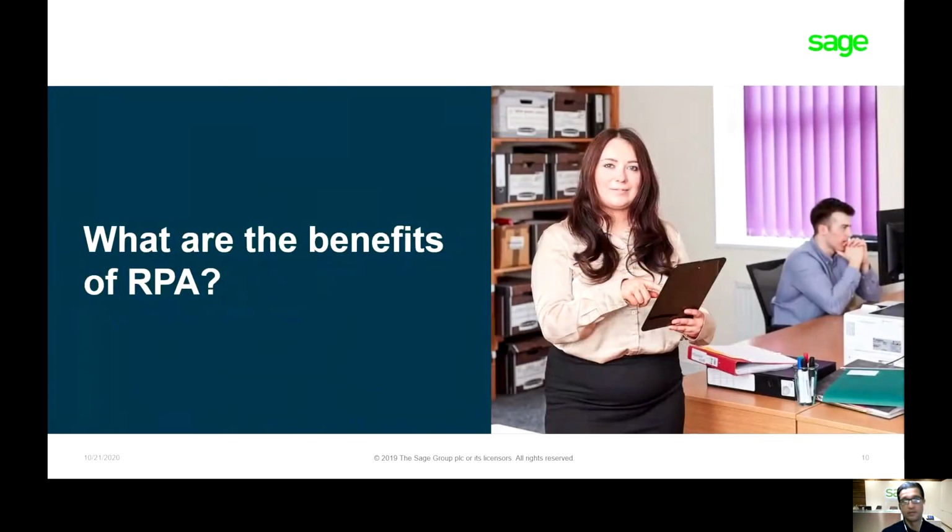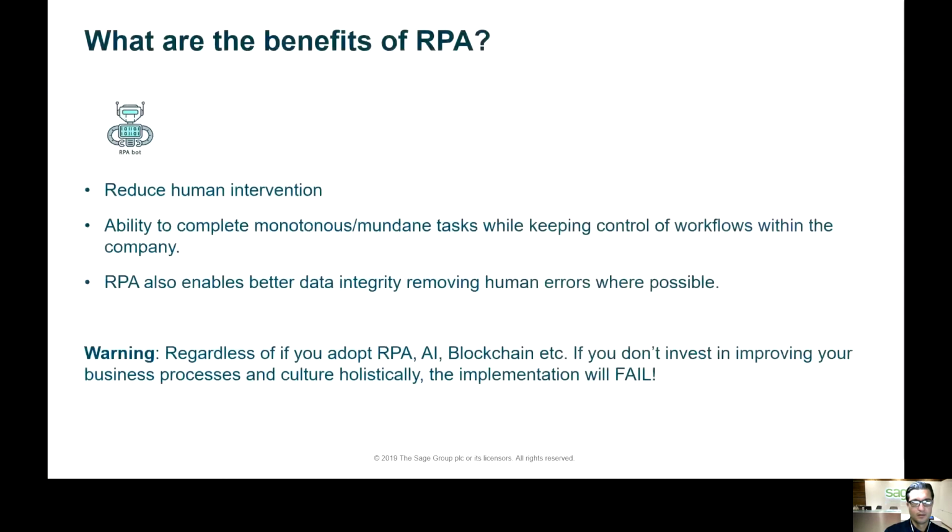Now we're going to look at some of the benefits of RPA. So what are the benefits of RPA? Really, just simplistically, it's reduced human intervention, the ability to complete monotonous, mundane tasks while keeping control of workflows within the company. RPA also enables better data integrity, removing human error, and that also falls in line with the rule sets and the business rules that you set out to build within these bots.